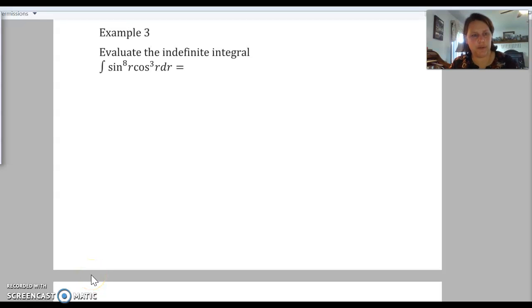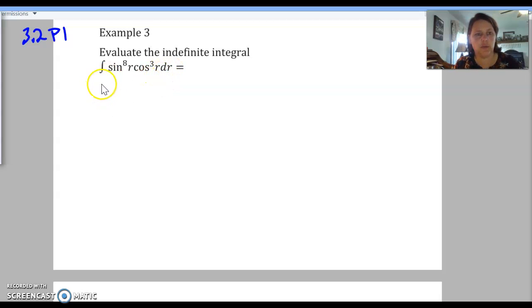Okay, example number 3, we are still on section 3.2, part 1. So example number 3, evaluate the indefinite integral of sine to the 8th of r, cosine cubed r dr. And so what I'm going to do is just start peeling things away and seeing what we can do to make this work.